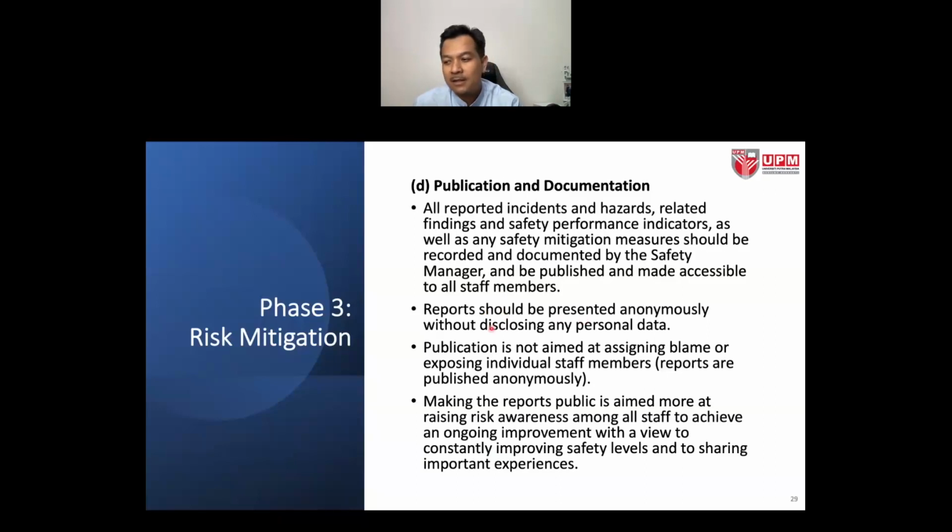Reports should be presented anonymously without disclosing any personal data. You do not want to shame certain personnel. Okay, and publication is not aimed at assigning blame or exposing individual staff members, and reports are published anonymously. So making the report public is aimed more at raising risk awareness. You want to make sure everybody can learn from what had happened. Okay, and this is to achieve an ongoing improvement with a view to constantly improving safety levels and to sharing important experiences.